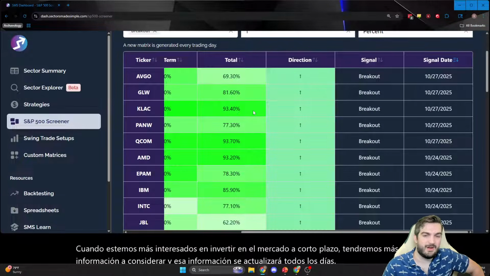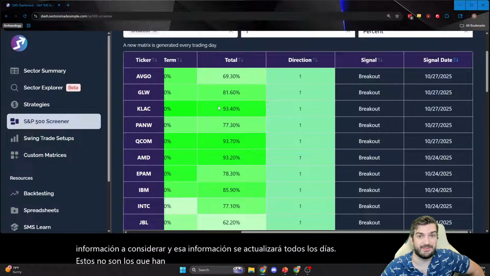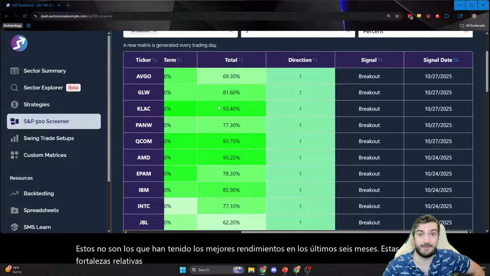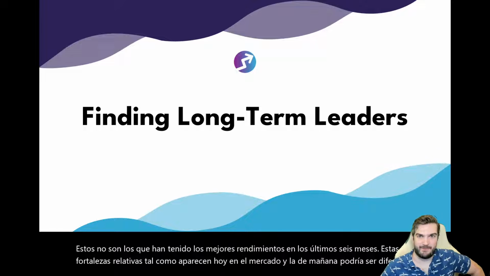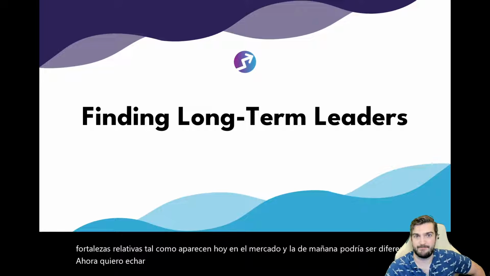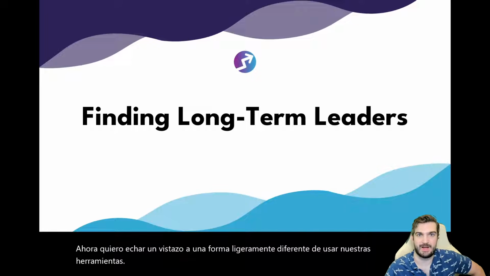These are not who has had the best returns over the last 6 months. These are relative strengths as they appear today in the market, and tomorrow's might be different. Now, I want to take a look at a slightly different way of using our tools. I want to show you how we can find long-term leaders using Sectors Made Simple in 5 minutes or less.